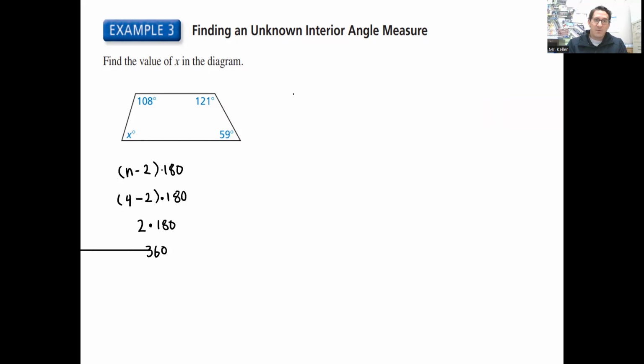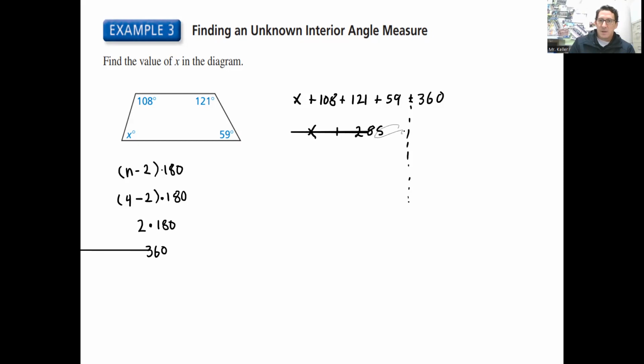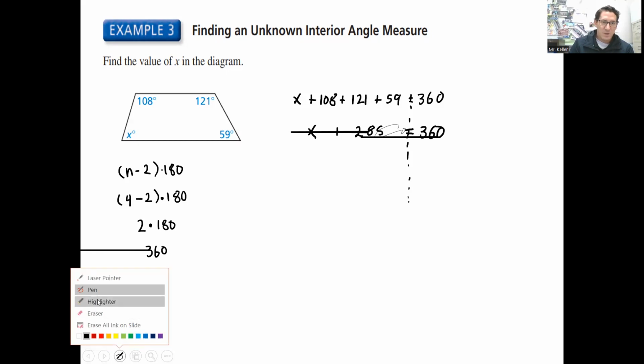Now that I know that, I can set this up into a little equation. I know that the sum of these 4 angles, x plus 108 plus 121 plus 59, all adds up to 360. Now I have a pretty easy equation to solve. I'm going to add all those together. 108 plus 121 plus 59 comes out to 288, so this is x plus 288 is equal to 360.